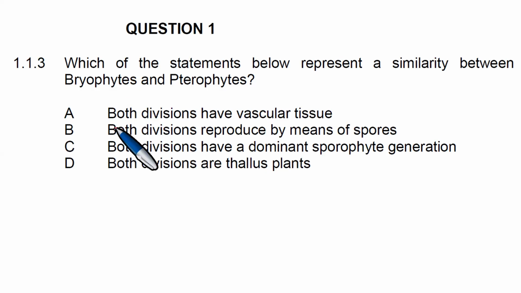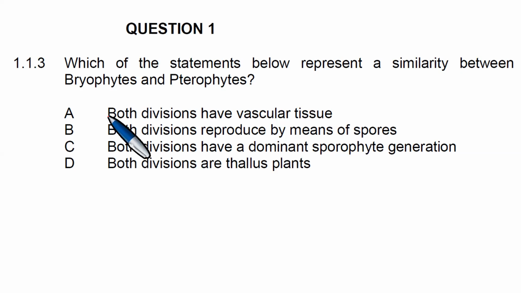Right, and we look at option A, for instance, both divisions have vascular tissue. B, both divisions reproduce by means of spores. C, both divisions have a dominant sporophyte generation. D, both divisions are thallus plants. So, which is the actual option when it comes to the similarity between the bryophytes and the pteridophytes?